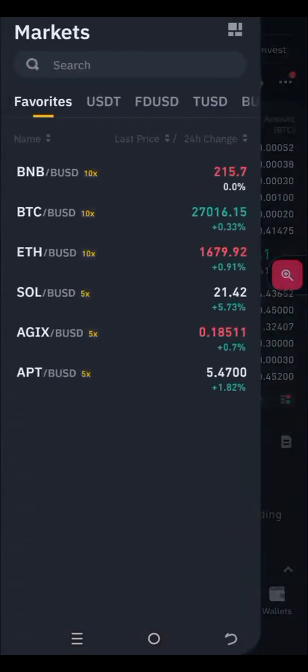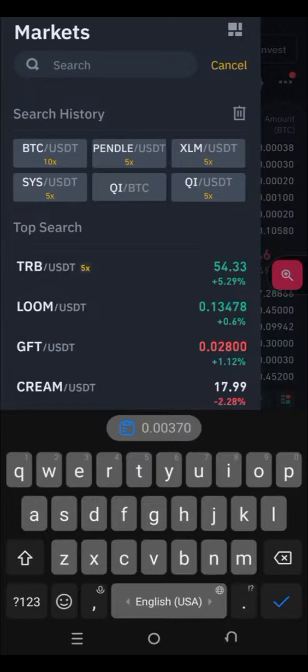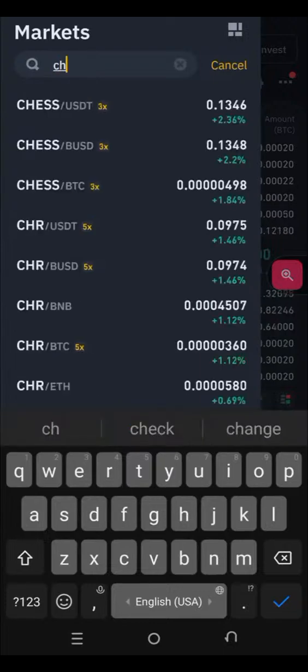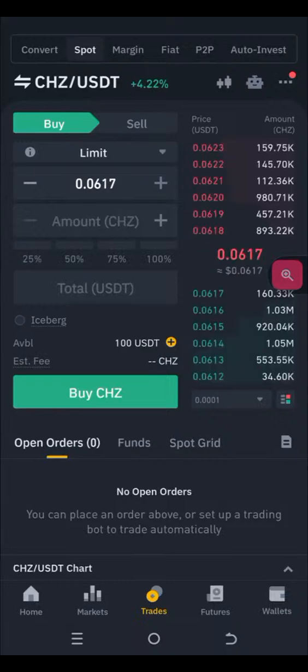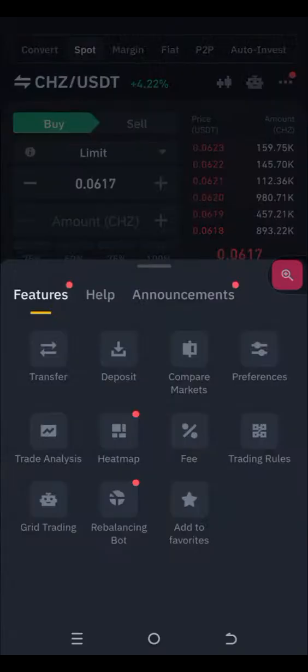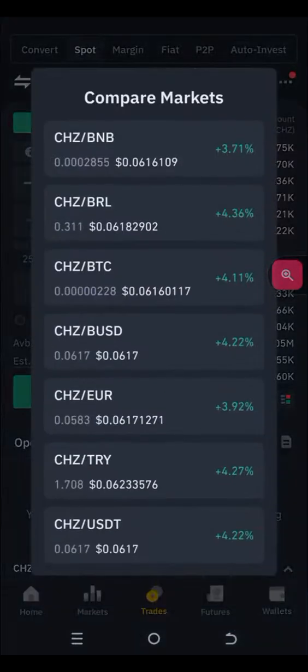So let's go back to CHZ. Yes, that is CHZ. I'm going to go back to that, and now I want to buy using BTC. I'm going to pick the smallest. Oh, it's now 0.0616. Can you see that BTC has moved up? BNB is 0.0616. BTC is also 0.0616. Let's still go ahead. Let's still try.